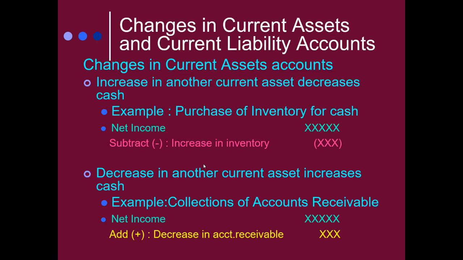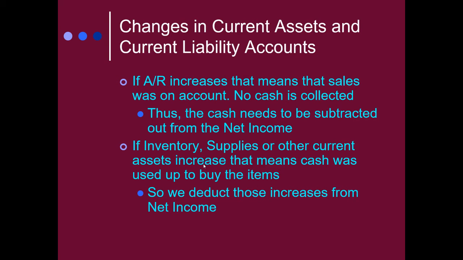So you're going to look into accounts receivable, inventories, supplies, and if there are any prepayments or accruals, you will have to look into whether they are categorized as current assets. For any increase in current assets, you will have to deduct it. For any decrease, you will have to add it back to the net income.